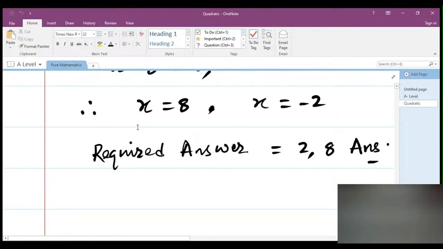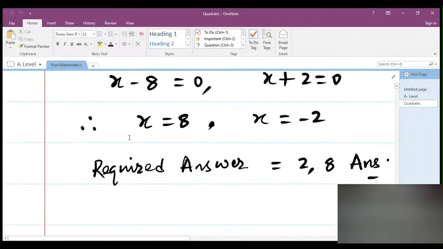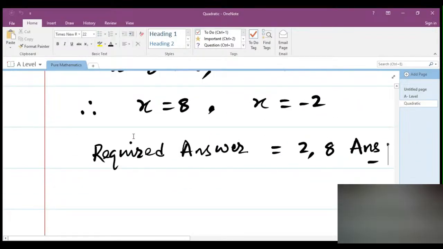So hope that there is no problem understanding the solution of this question. Let's see the solution of the next question.